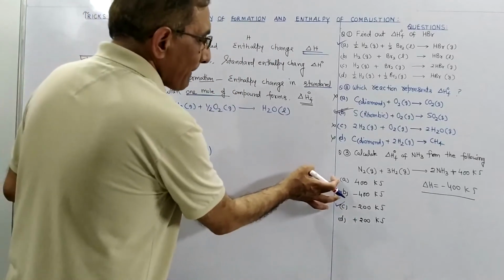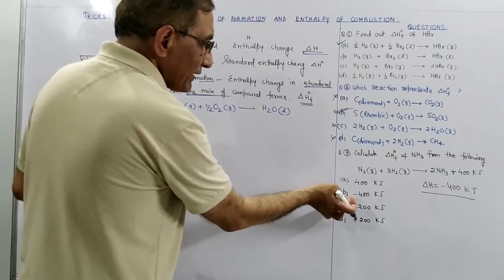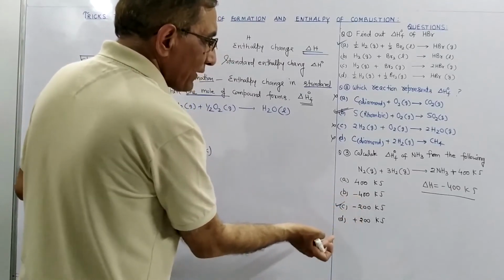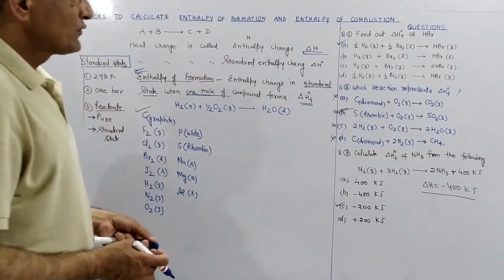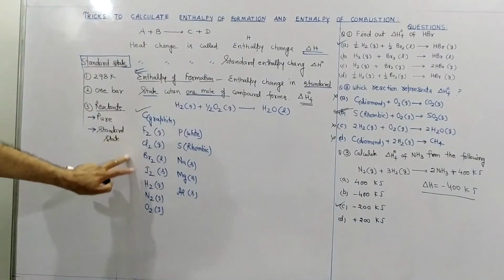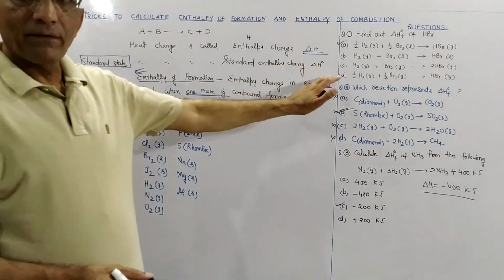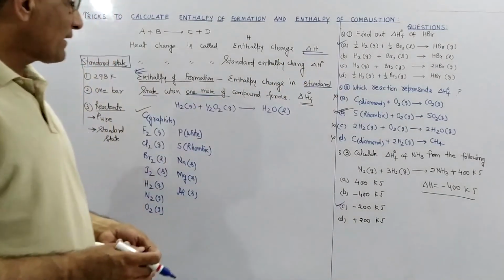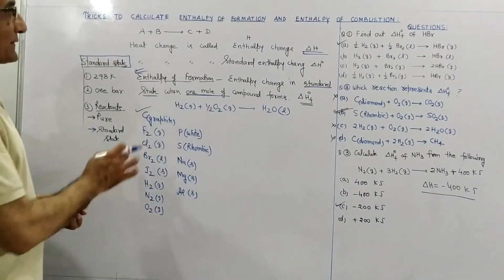This one is wrong because this reaction is exothermic. This one, they have given exothermic, but it is wrong, because the 400 value should be minus 200. This one is also wrong. So with the help of these standard states, you can find out which expression is correct. Okay, this type of question they ask in various exams. Now, next thing about enthalpy of formation.